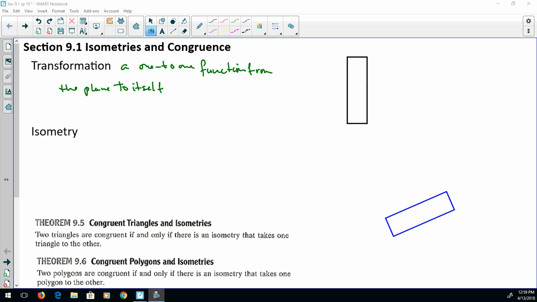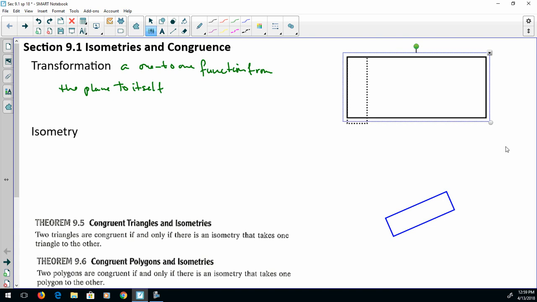It moves things around. So for instance, a transformation might take this rectangle and turn it that way. Or a transformation may move the plane around so that this rectangle ends up shifting over there. Or a transformation may actually change the plane in such a way that this rectangle changes size and shape. Okay, but it is a way of moving the points around in the plane.